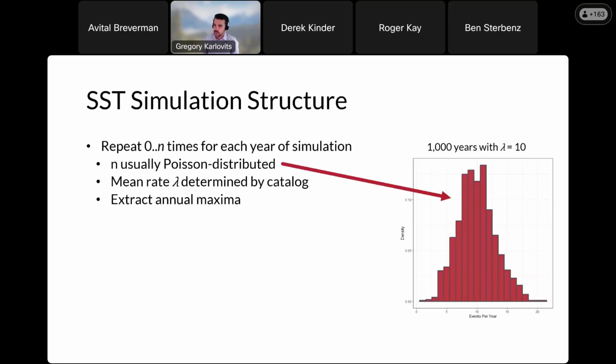Now, the consequence of having a random number of these storm events per year is that you're not assuming any one of them is an annual maximum. So here's an example of what happens if you run 1,000 years with a mean rate of 10. The histogram shows there's a pretty significant variation in the number of events that you might get in a year.